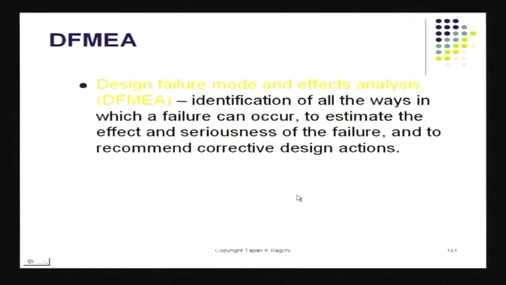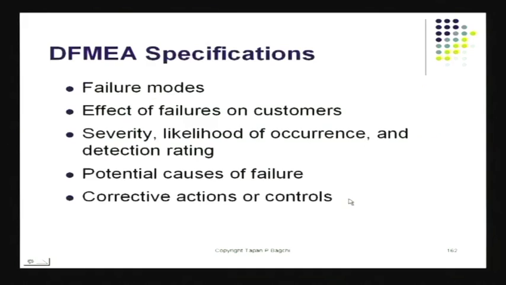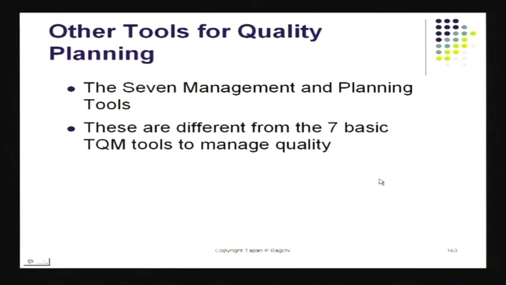FMEA is a standard engineering method by which you try to predict failures that can occur, and you try to take preventive steps so that this failure does not really take place. DFMEA stands for design failure mode analysis. This comes up with failure modes, the effects of the failures, the severity, the likelihood of the occurrences, the potential causes of the failure, and corrective action. These are the kind of things that you do at the design stage before you start your real design.